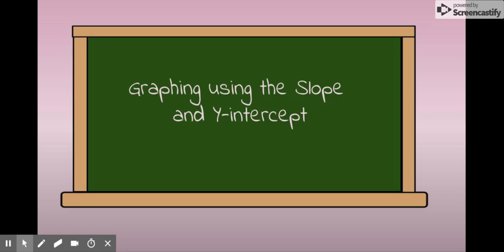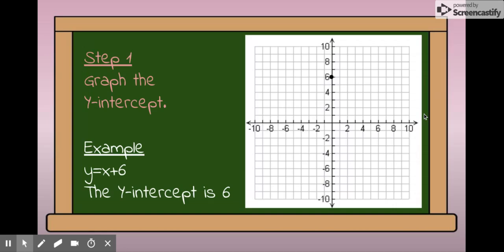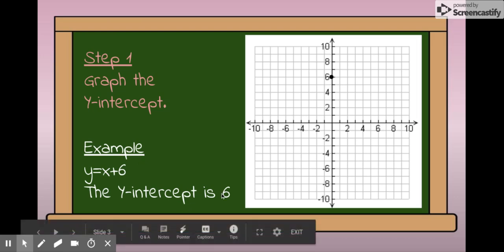In today's video, we'll be graphing using the slope and the y-intercept. The first step is to graph the y-intercept. In this equation, y equals x plus 6, the y-intercept is 6. So we go to the y-axis and we graph our positive 6.